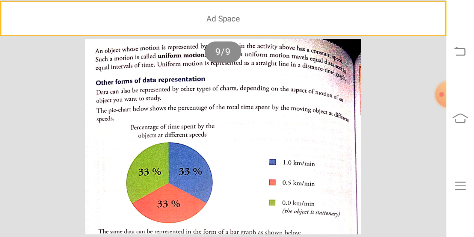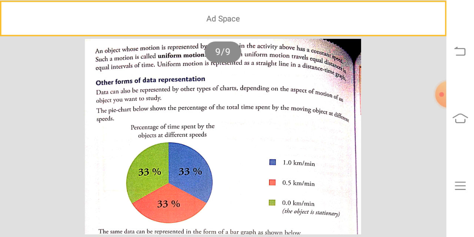That is, in uniform motion, the object travels equal distance in equal intervals of time. Uniform motion is represented as a straight line in a distance time graph.